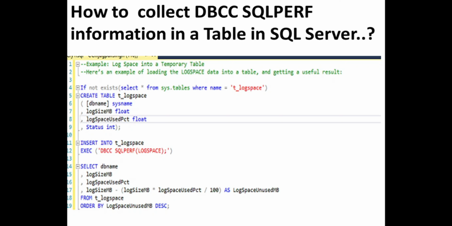Now, this script is divided into three parts. The first part creates a table, t_logspace, to collect the information about the transaction log space usage. The second part is an insert into t_logspace, inserting the log space usage inside the table. And the third part gives the output from t_logspace with the help of a select statement so that you can see the trend, the growth and the change in the transaction log space usage of your database.